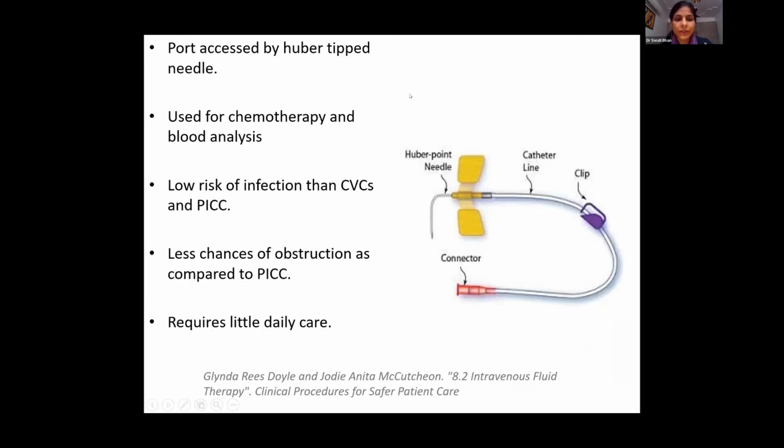There is a lower risk of infection than the other CVCs and PICC lines, and there are also fewer chances of obstruction, and it requires little daily care. Everything is inside the skin, so the daily care is very easy to perform. Just take a bath and keep the site clean.